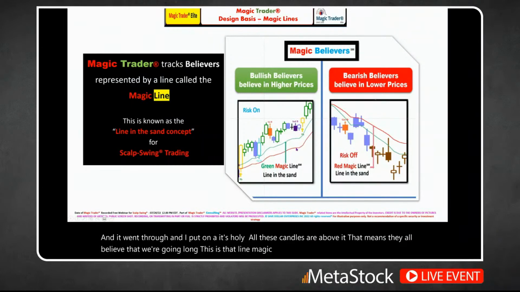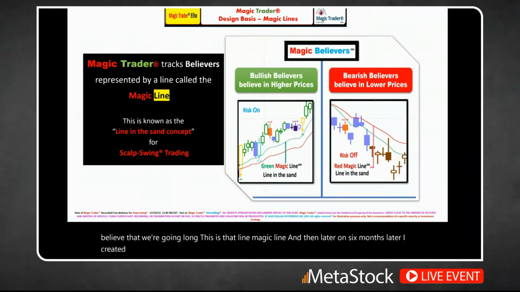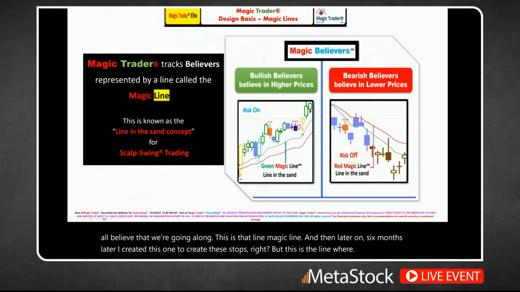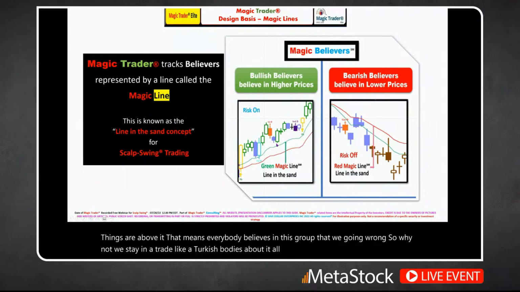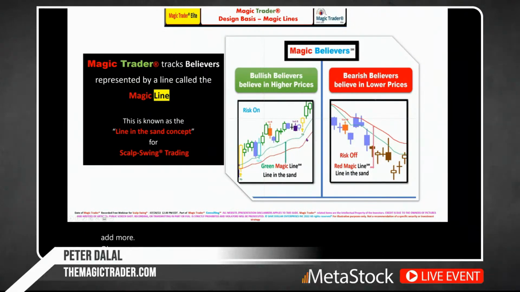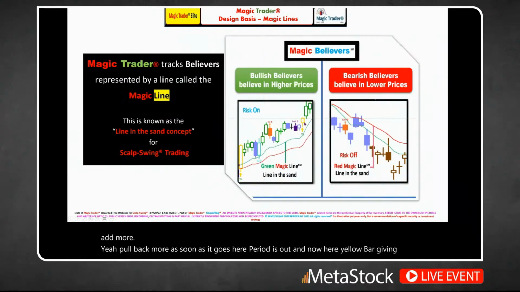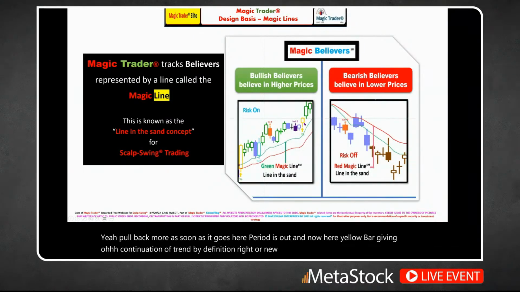And then, 6 months later, I created this other one to create the stops, right? But this is the line where things are above it. That means everybody in this group believes that we're going long. So why don't we stay in a trade while a Turkish bar is above it? All right, so it can pull back. I could add more. Go here, pull back more. As soon as it goes here, Peter is out. And now a yellow bar came in. Oh, continuation of trend by definition, right? Or a new entry, actually. So whatever the risk here is, it's offset by this. More buyers came in. This is the continuation of the trend.